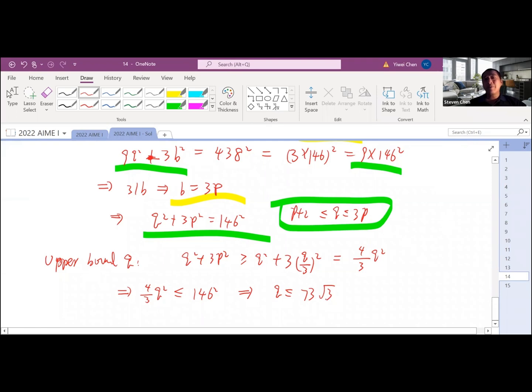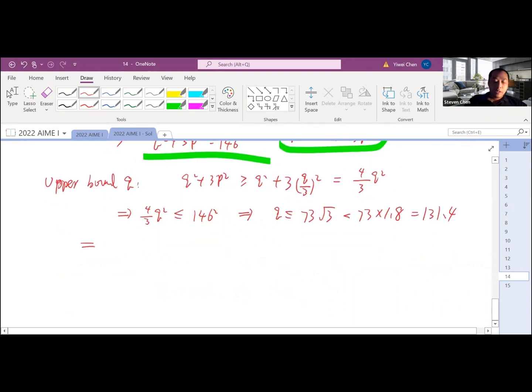So now we just need to roughly estimate the upper bound of square root of 3. We know square root of 3 is equal to 1.7 something. So it is bounded by 1.8. So by doing some simple computation, this number is equal to 131.4. So Q is less than this number. And because we know Q is an integer, this further implies that Q is upper bounded by 131. So this is the upper bound of Q.